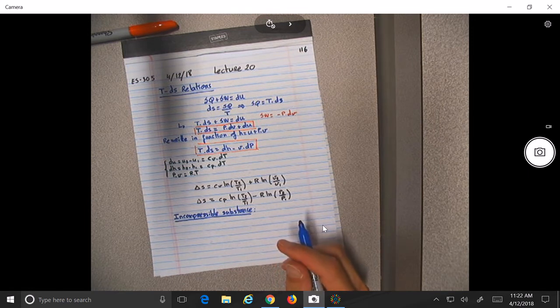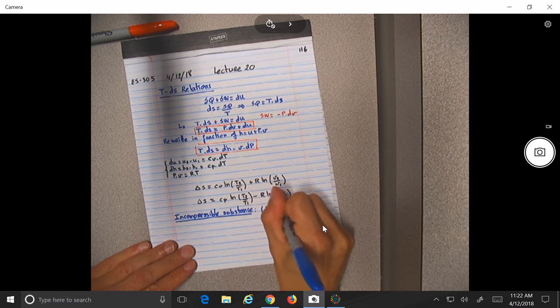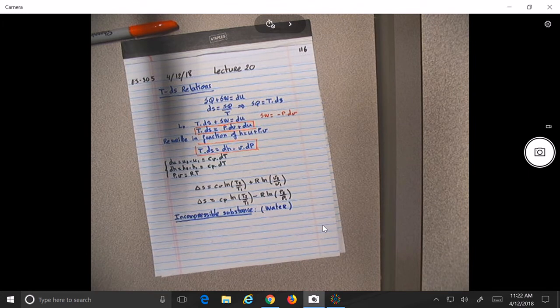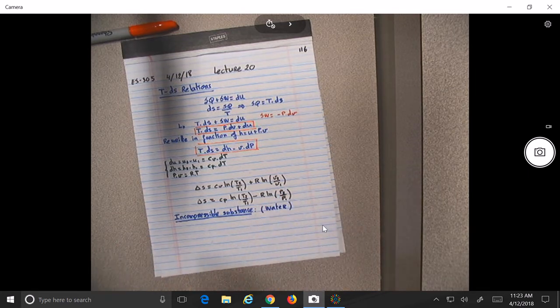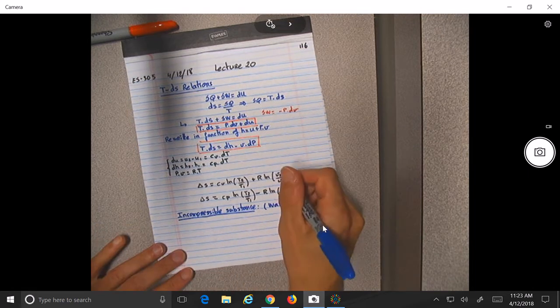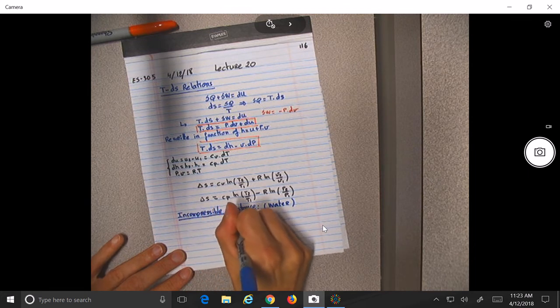So what is an incompressible substance? Any idea? Water, okay. Gases are compressible, no? But what is a good example for incompressible? So basically, if it's incompressible, you cannot change its volume, no? Okay? So in this case, for incompressible, we can say V1 equals V2.